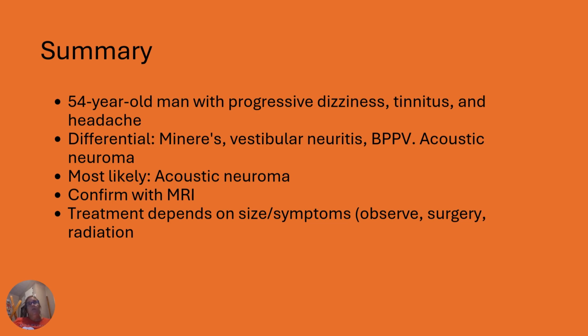Summary: 54-year-old male with progressive dizziness, tinnitus, and headache. Differential: Meniere's, vestibular neuritis, BPPV, acoustic neuroma. Most likely acoustic neuroma, confirmed with MRI. Treatment depends on size and symptoms: observation, surgery, radiation. And that concludes my medical terminology.